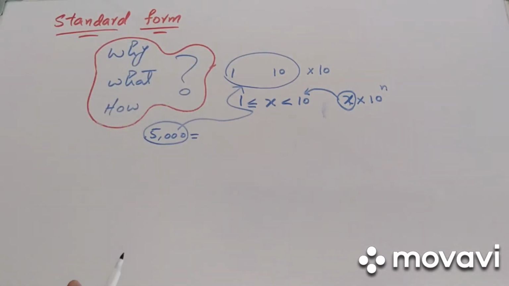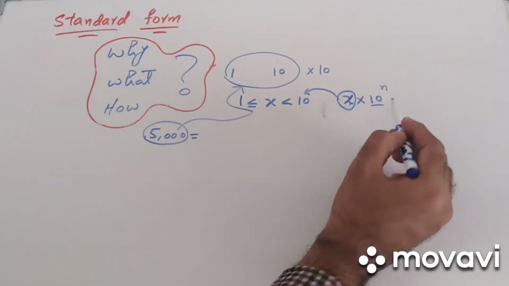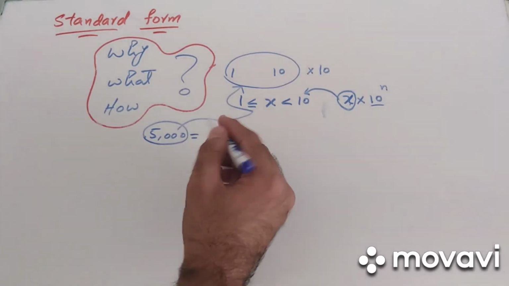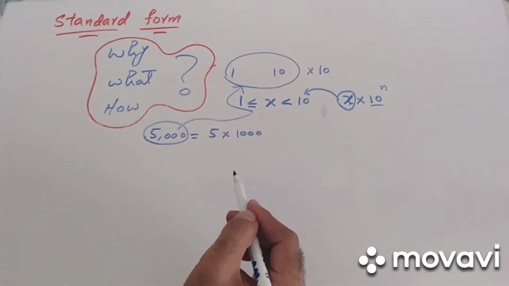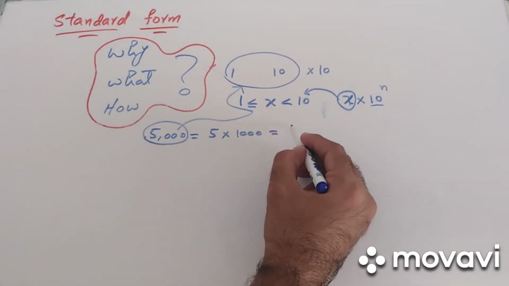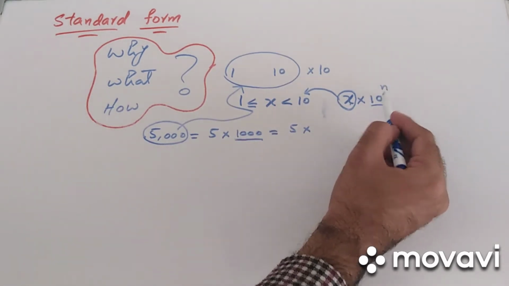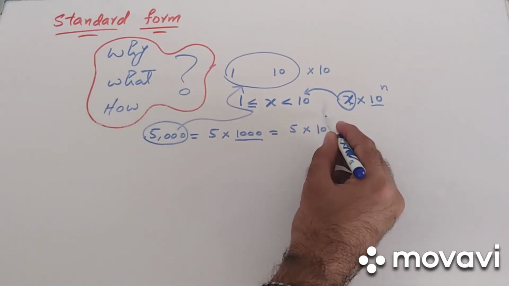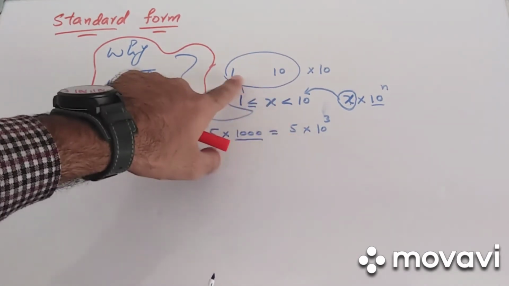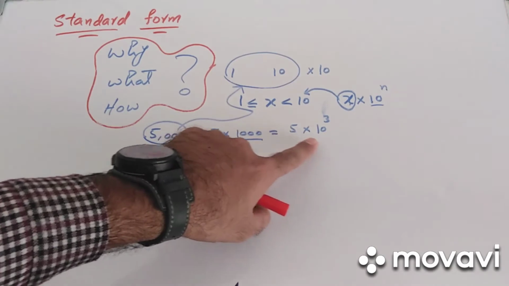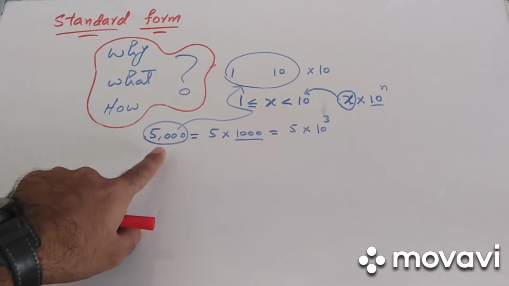To do that, you first have to find the power of 10 that is written over there. If you expand this number, you can write it as 5 times 1000, and 1000 is the third power of 10, so this is 5 times 10 to the power of 3. Now if you compare this with the standard form, is 5 between 1 and 10? Yes, it is, and there is a power of 10. So this is the standard form of 5,000. That's the way you have to convert.